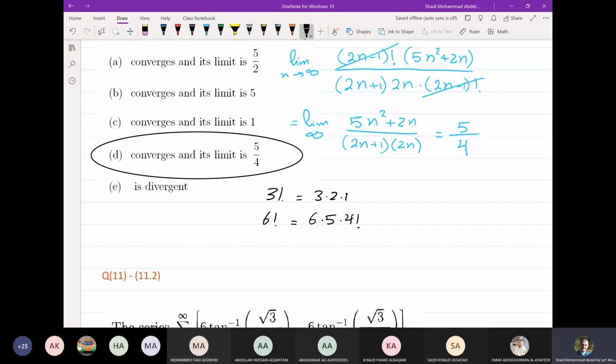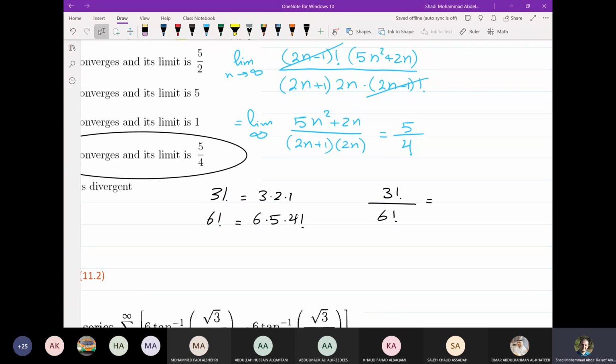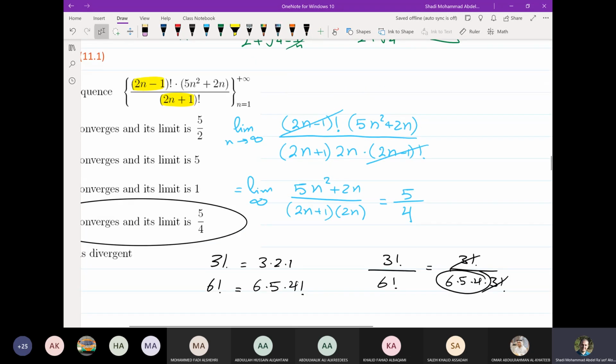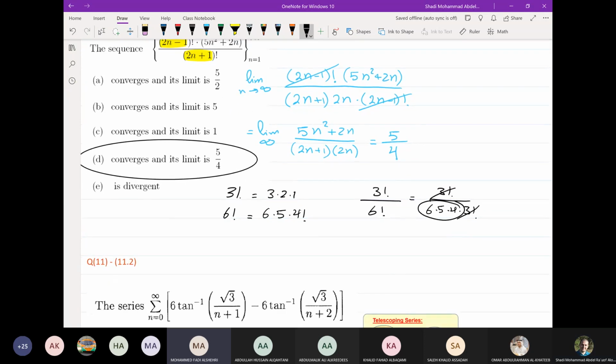Yes, why not? Suppose that I give you 3 factorial over 6 factorial. It will be 3 factorial over 6 times 5 times 4 times 3 factorial. This one simplifies with that one, and you will get this constant. This is the same idea that I use here. I start with the larger one, and I go down step by step until I get this one, then simplify it. Yes, I understand. Is that clear? Yes, clear. This is just the idea that I use.